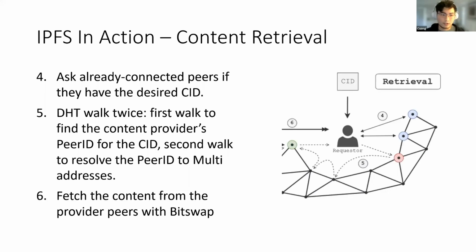After that, you send the CID to your friend, and the host machine of your friend will first ask the already connected peers if they know about the CID, and if they do, your friend can fetch the provider record immediately. Otherwise, your friend's host machine would have to do the DHT walk twice. The first walk is to find the content provider's PID for the given CID, and the second walk is to resolve the PID to the multi-addresses. And once they have this multi-address, they can connect directly to your machine and fetch the content from your machine via the Bitswap protocol.